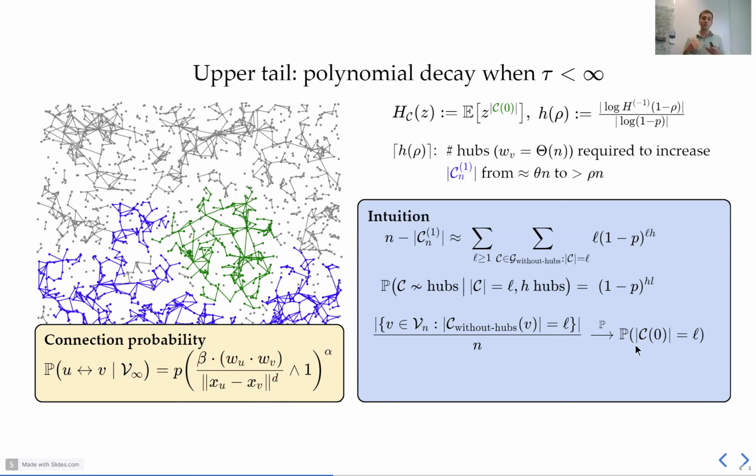And luckily, the graph that we consider here converges locally to its infinite version. So meaning the case where we don't look at the graph just inside the box, but really in the infinite R^d. So what does this mean for the number of components of size L in the graph without hubs? Well, each component of size L contains exactly L vertices. So the number of components of size L should be a factor L smaller. And we get here this.